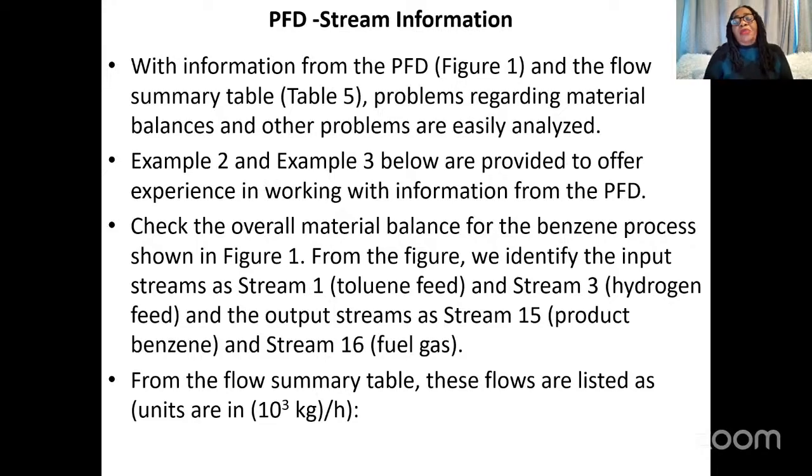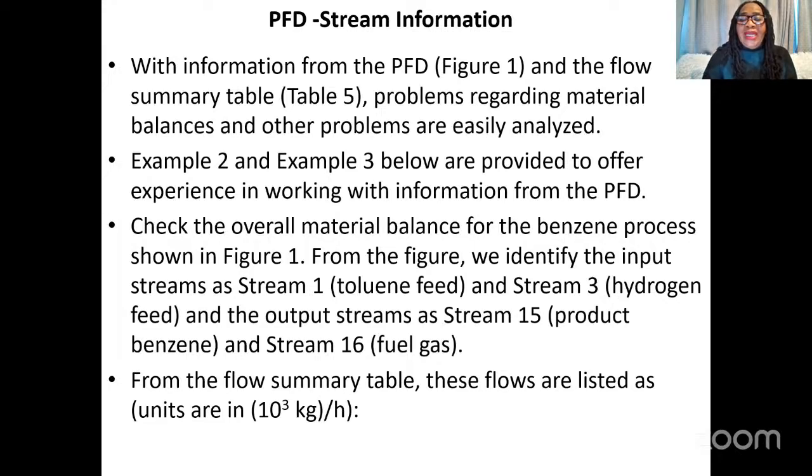With information from the PFD, figure 1, and the flow summary table, table 5, problems regarding material balances and other problems are easily analyzed. If material doesn't balance, you know that there's a leakage somewhere. If you balance and everything is okay, what goes in is equal to what comes out, then everything is in order. So it's important to carry out a material balance. Now we're going to do it together here. Check the overall material balance for the benzene process shown in figure 1.